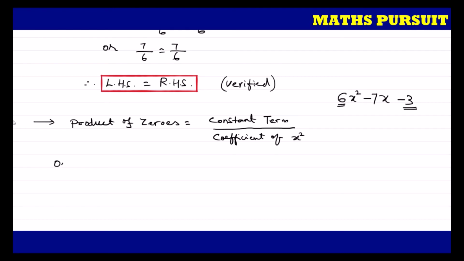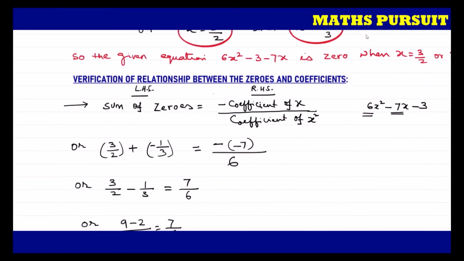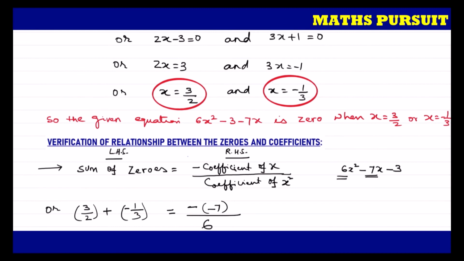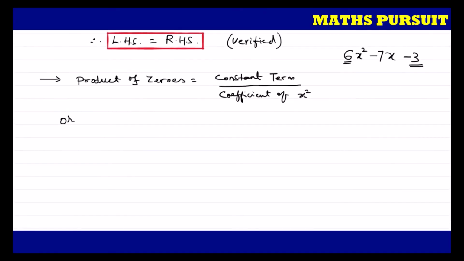So for the product of zeros, if you look above, we got the two values of x. In the highlighted oval, you could see that one value of x is 3 upon 2 and the other value of x is minus 1 by 3. These are the two zeros of the given equation. So we need to multiply these two things, 3 upon 2 and minus 1 upon 3. That is the product of the zeros.